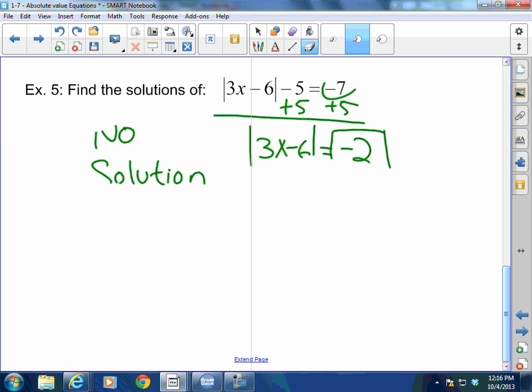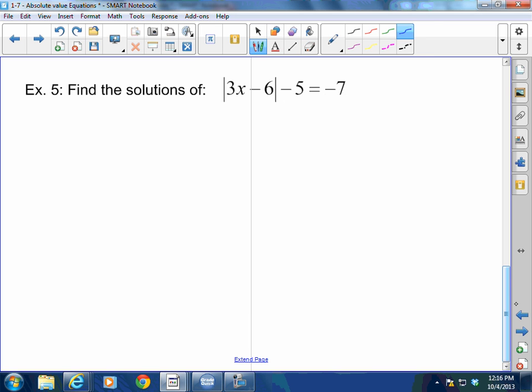Let's just make one little change here. Let's make this a negative 15. Add 15 to both sides. Now I got 3x minus 6 equals 8. We can work with that, can't we? So you can only decide if it's no solution when the absolute value is by itself.